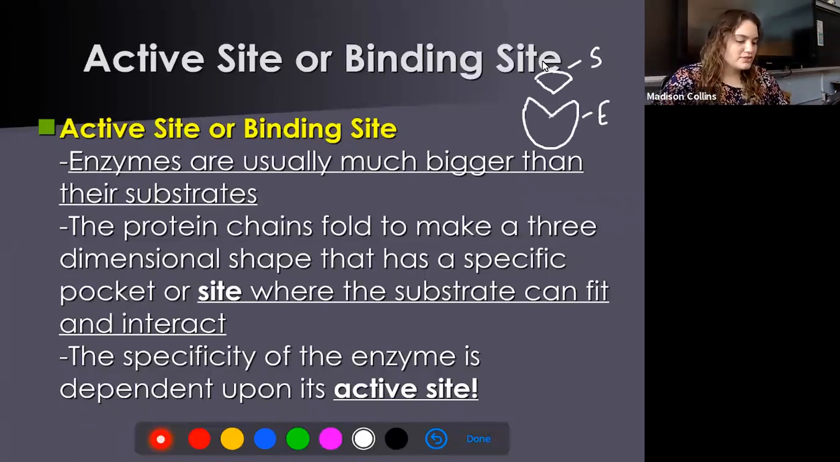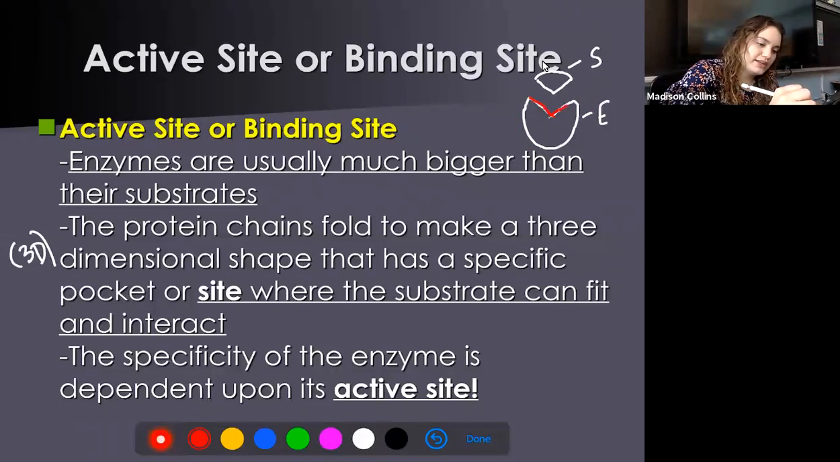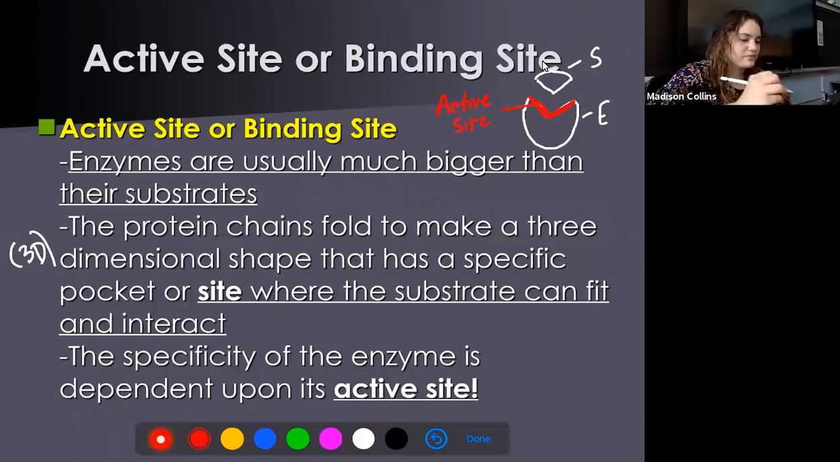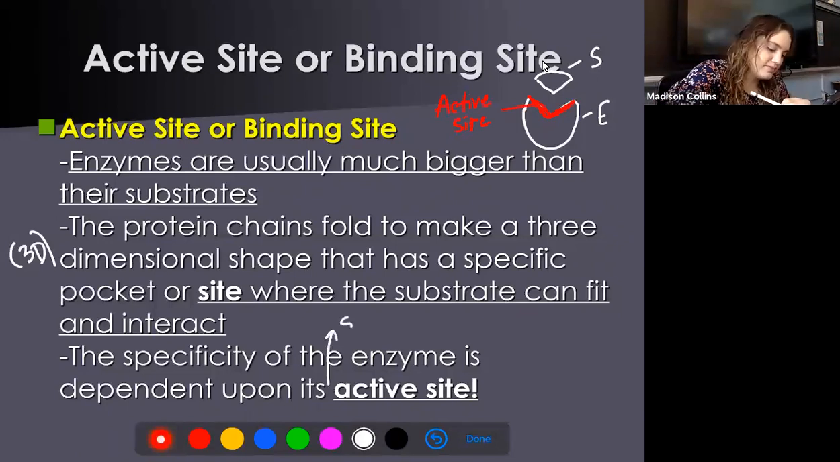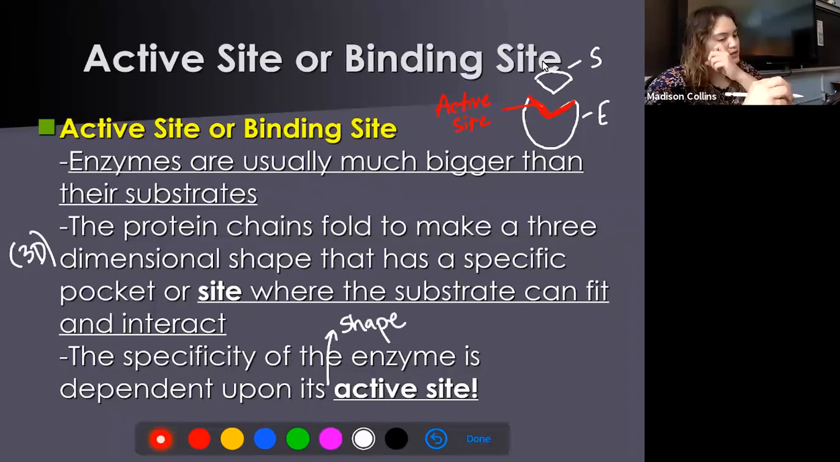So the protein chains fold to make a 3-dimensional shape, or 3D, that has a specific pocket or site where the substrate can fit and interact. So if we're looking at this picture right here, our active site is going to be right here. So this is going to be that site where the substrate can bond. And once again, the specificity of the enzyme is dependent on its active site, specifically the shape of its active site. So depending on what shape that active site is influences which substrates are able to bind.